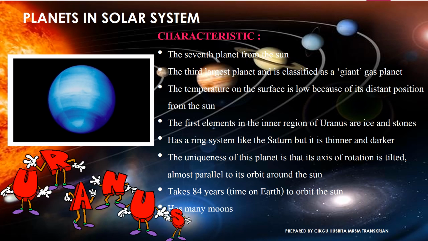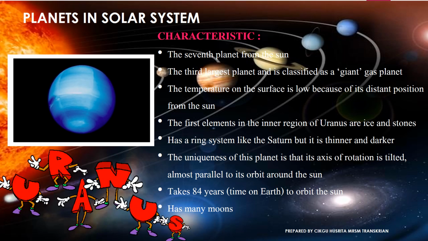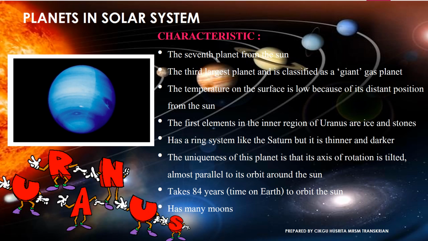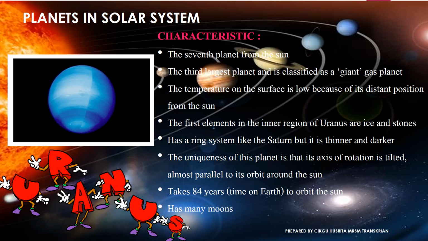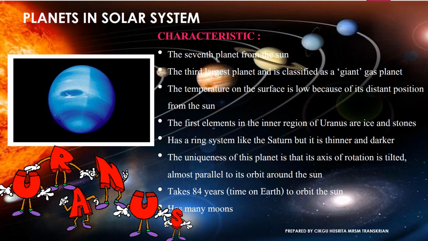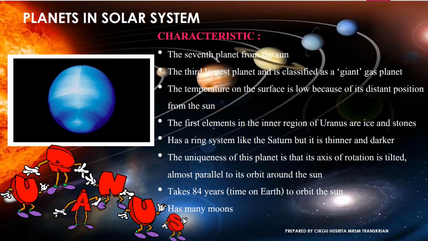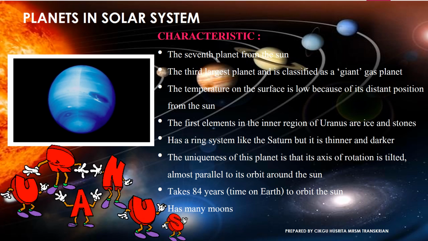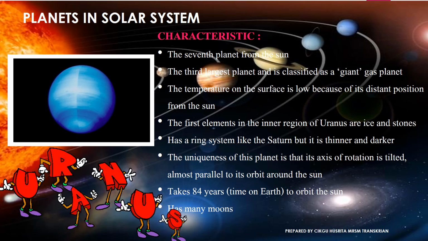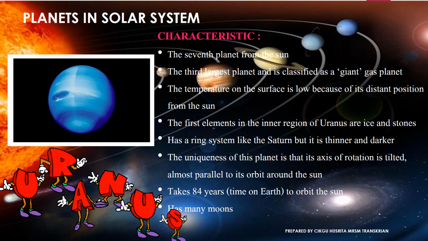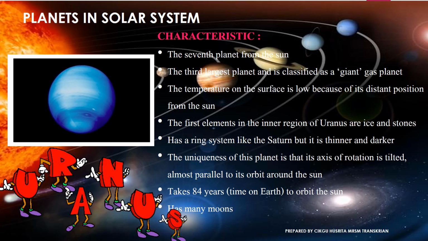The unique thing about this planet is that its axis of rotation is tilted, almost parallel to its orbit around the Sun. It takes 84 Earth years to orbit the Sun. It has many moons, more than 62 moons. Right? This is Uranus.